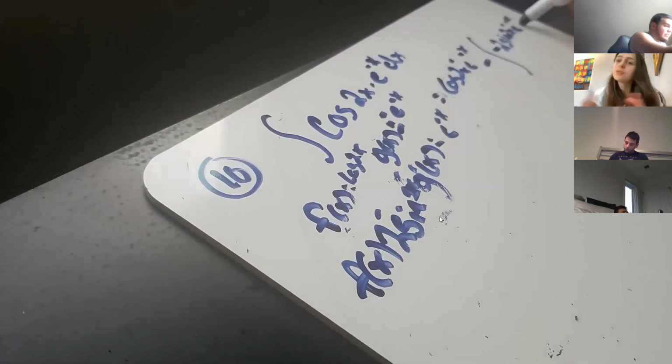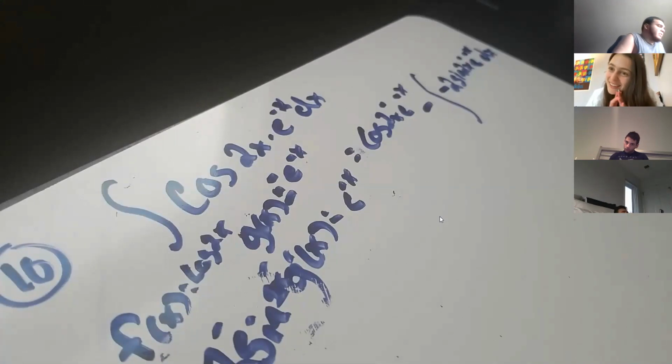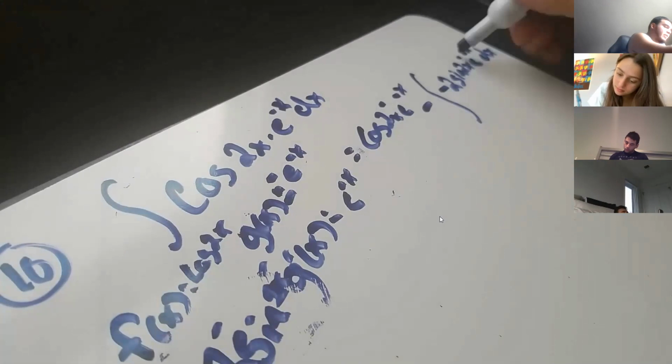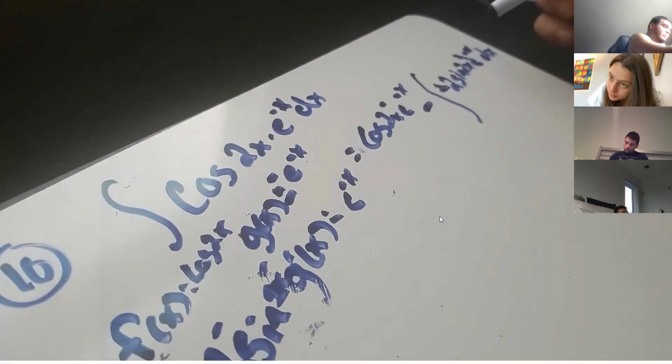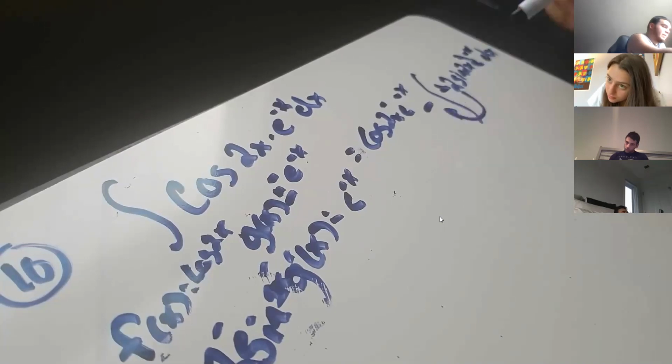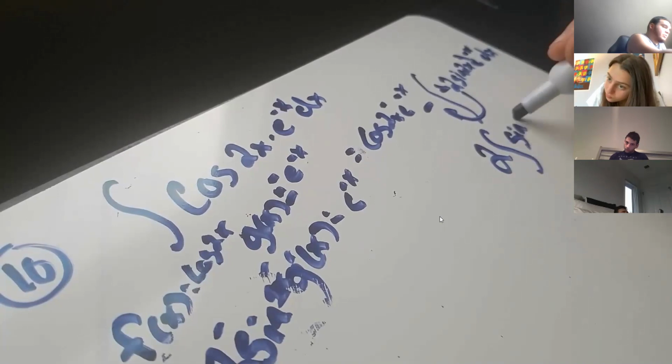Are you able to move the board over a little bit, please? Sure. Sorry. That's fine. So then we got 2 negatives here that cancel out. And then we have the constant 2, so we're going to move the constant 2 in front. So 2, the integral of sine 2x e to the x dx.